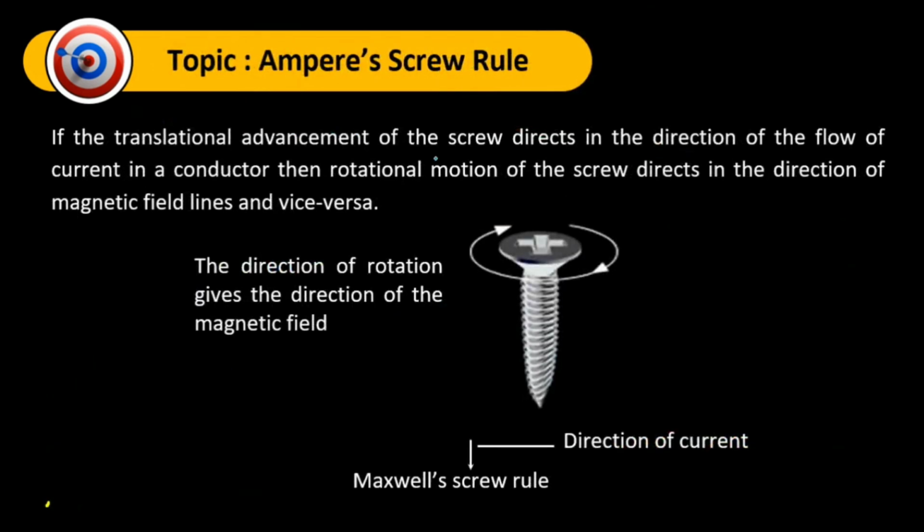We have another rule to find the same direction of field, that is Ampere's screw rule. Whenever you have to find the direction, just put a screw in the direction of current. Suppose this is a wire and the current is going this way. Just put a screw and rotate it. There will be two things. For example, if you rotate the screw in clockwise direction, what would happen? It will go inside.